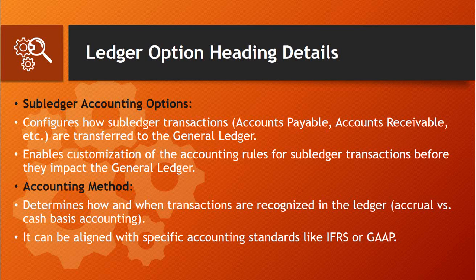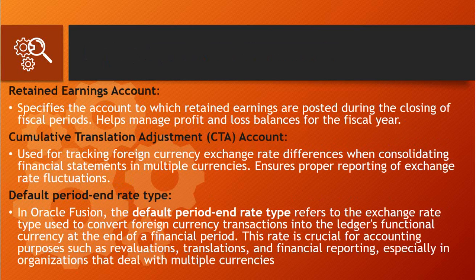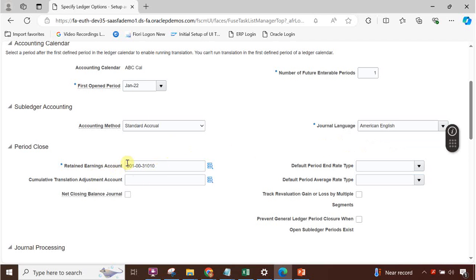The help text here tells you to specify the account to which retained earnings are posted during the closing of the fiscal period, which helps manage profit and loss balances for the fiscal year. So our expense and revenue is moved to the retained earning account, and based on the retained earning account we generate the P&L, profit and loss.